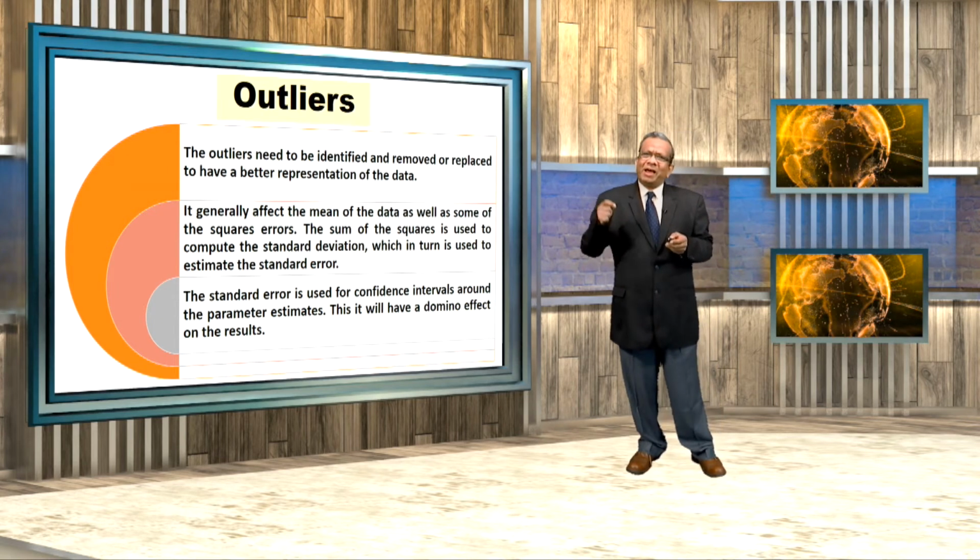Therefore, by identifying the outliers, which can be done by looking at the distribution, looking at the histogram and various other areas, you will be able to find those outliers.